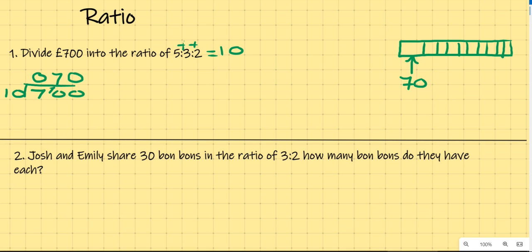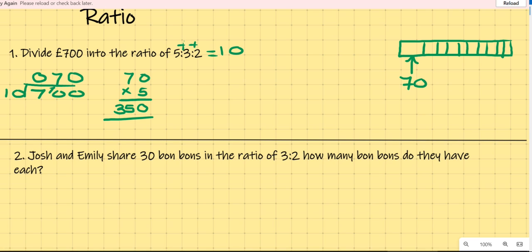I'm going to go back to my ratios now. We need to work it out. So 5 lots of 70. So what we do is we times 70 by 5. Okay, so 0 5s are 0 and 7 5s then, which is 35. So that's 350.